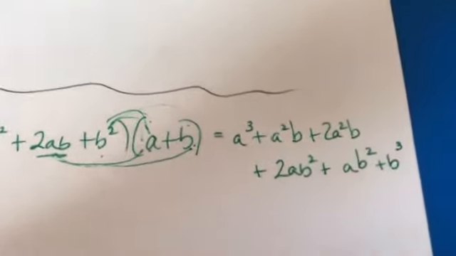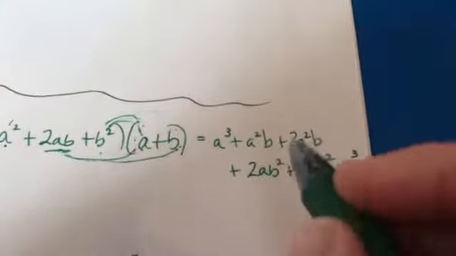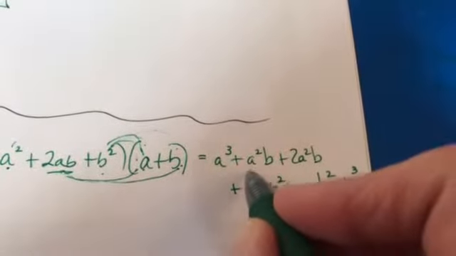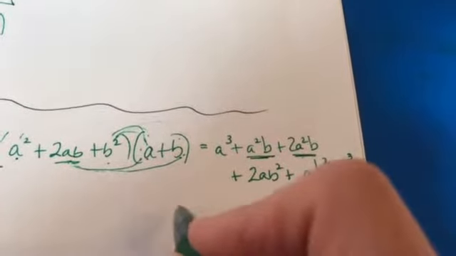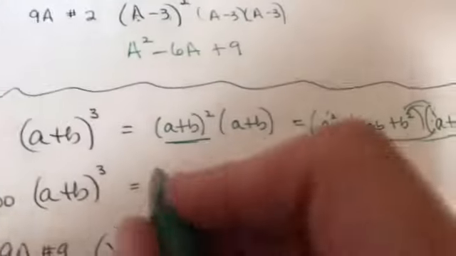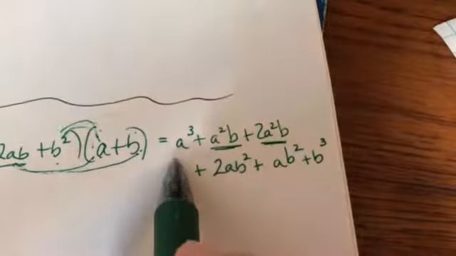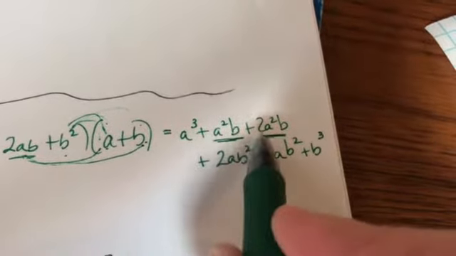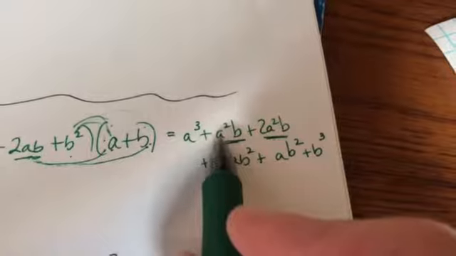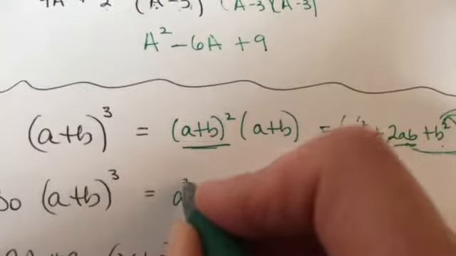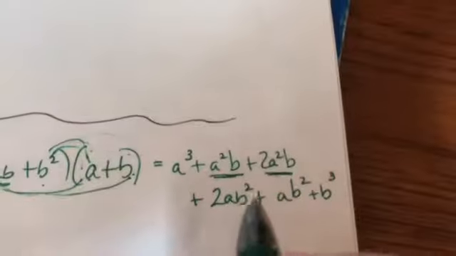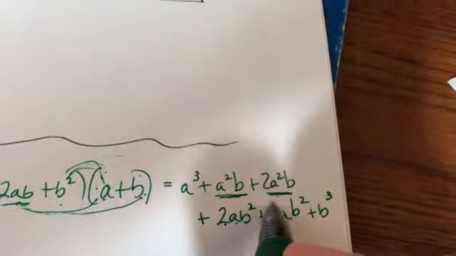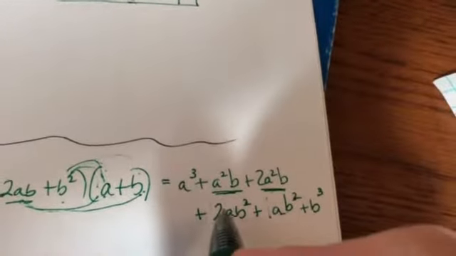So if you end up doing this the long way, this is how you would have to do it. But hopefully we're going to come up with this lovely equation where we don't have to do this the long way. Notice these are like terms, a squared b. So my final answer here would be, and I'm going to write that over here once I get it, a to the third. Notice these are like terms, so there's 2 here and another one here. So that's going to give me 3a squared b. Then I've got 2ab squared plus 1ab squared. That's going to give me 3ab squared.